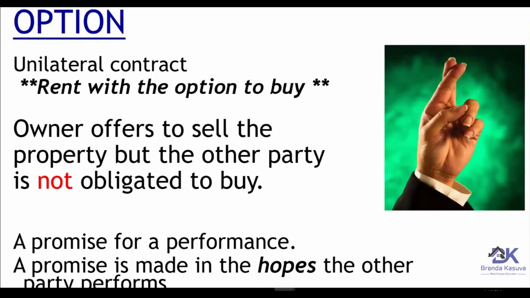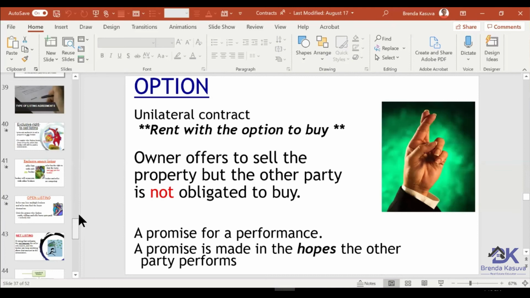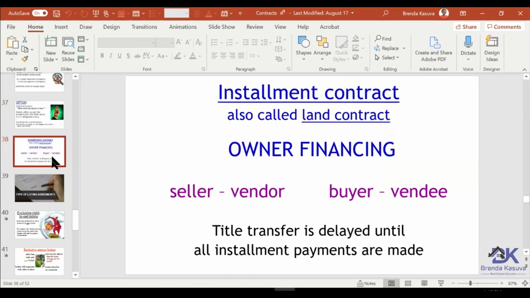What do you know about option or rent with the option to buy? Pretty much you're renting, and the landlord has, before he sells, he has to give you the option to buy the house before he sells it to someone else. Right. Okay. So it's a unilateral type of a contract. It's one-sided. You're not obligated to take that particular choice. You can still continue staying on as a tenant.